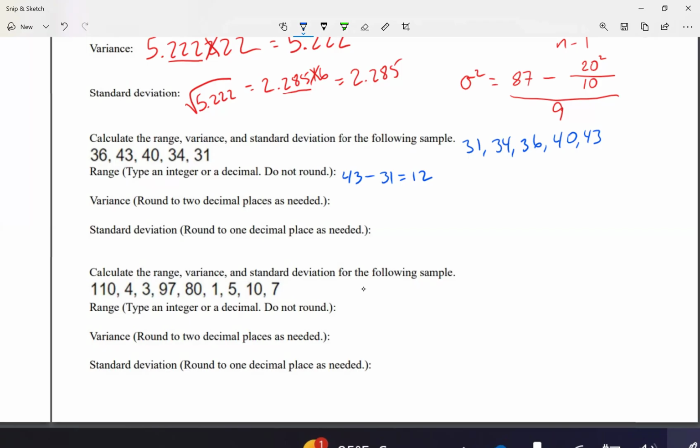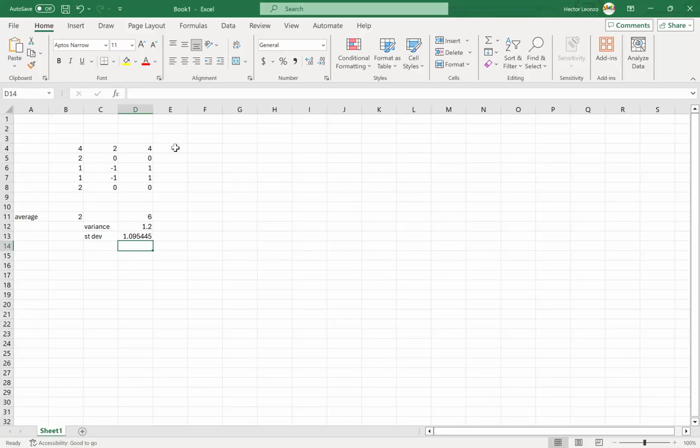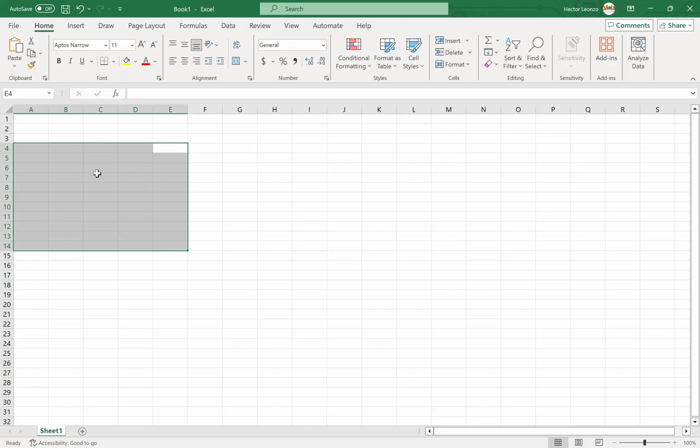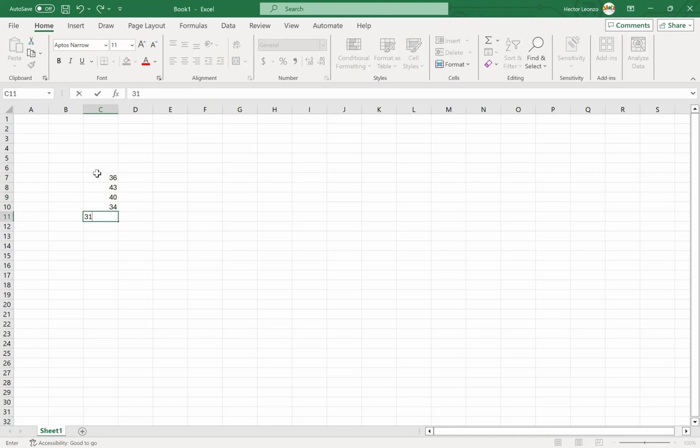My variance, right? I'm going to calculate the range, variance, and standard deviation for the following sample. Okay, so I'm going to go back to Excel, my variance. Let me use my calculator, which is Excel. I'm going to erase all of these. This time I'm going to start from this number. My numbers are 36, 43, 40, 34, and 31.